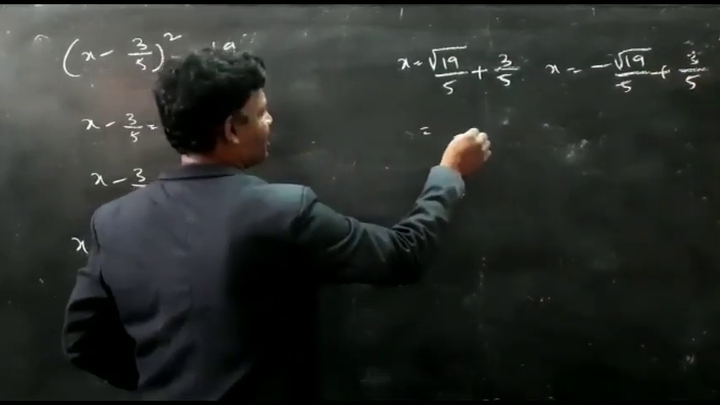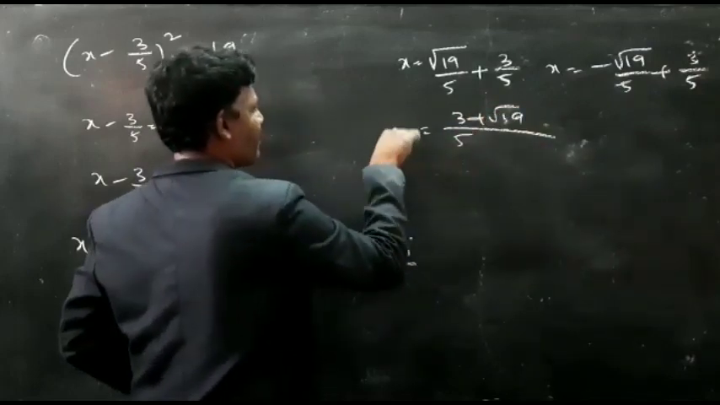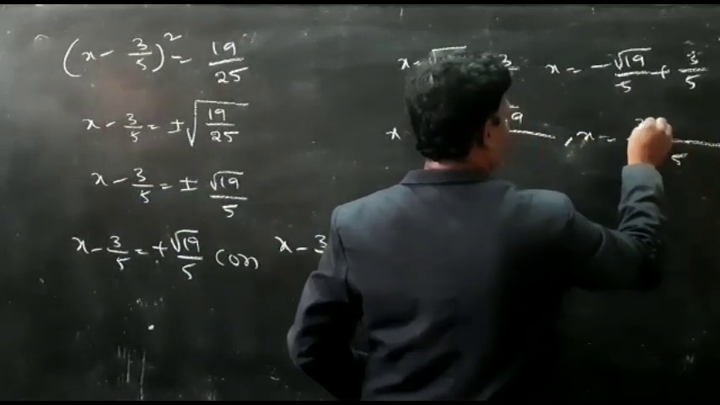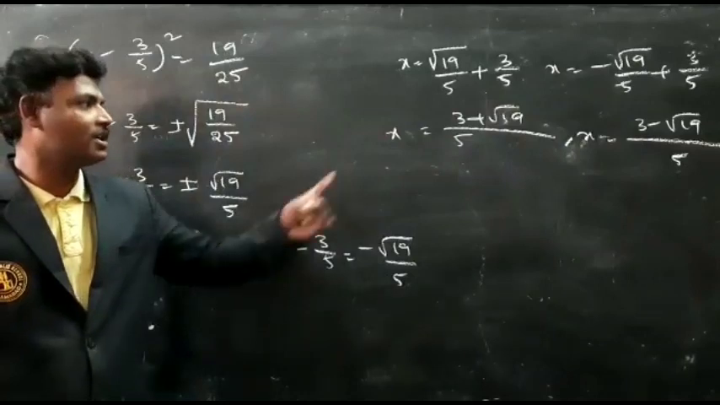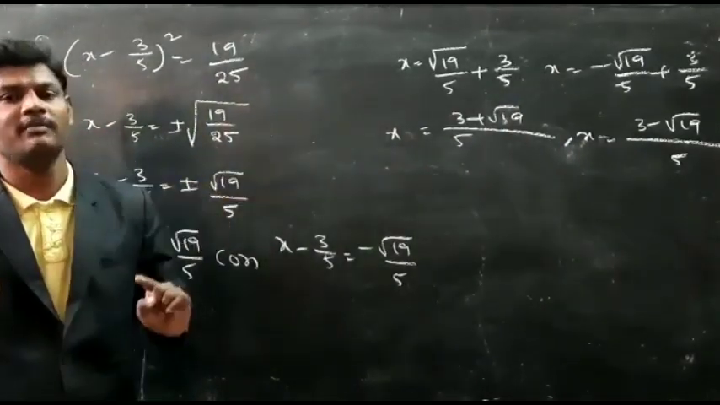So here, what is the LCM? 5 is the LCM. So it is 3 plus root 19 by 5, comma, x is equal to 3 minus root 19 by 5. So the roots of the given quadratic equation are 3 plus root 19 by 5 and 3 minus root 19 by 5.